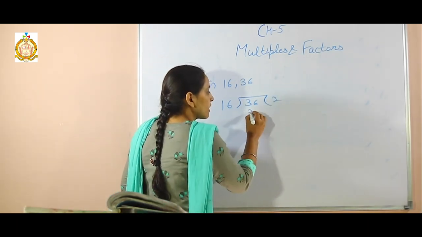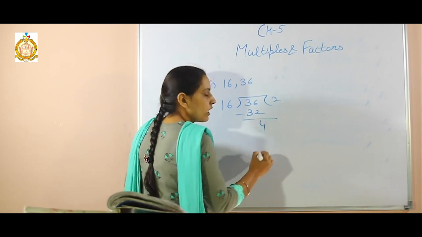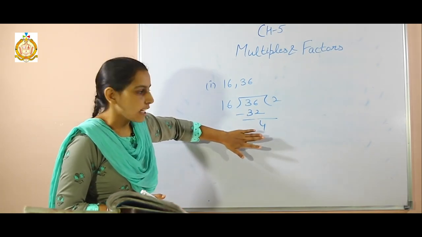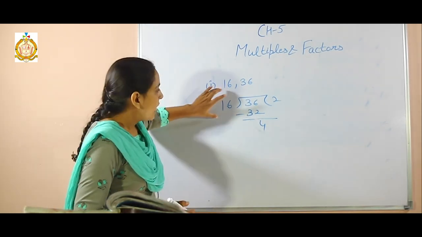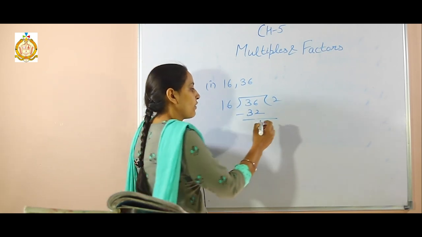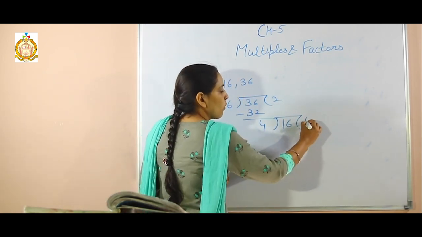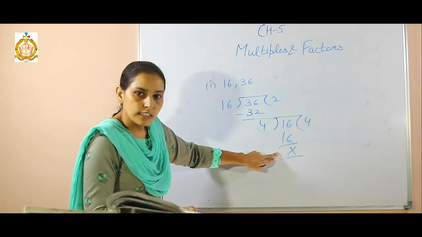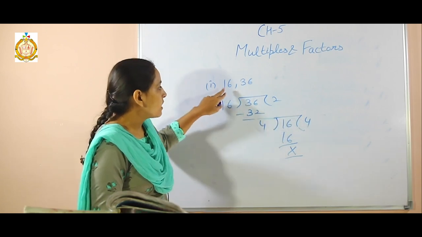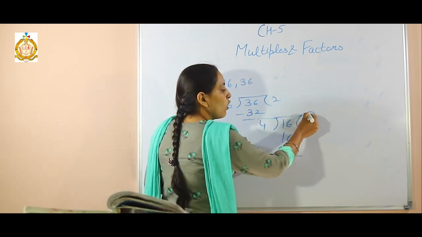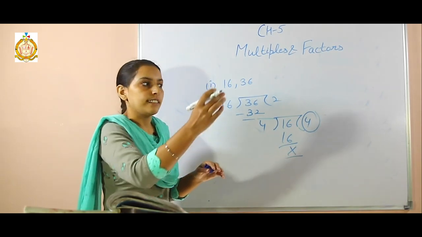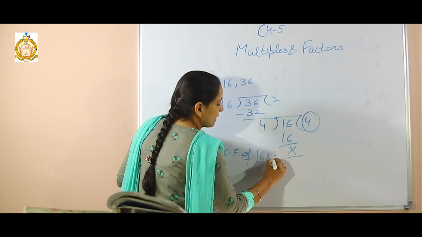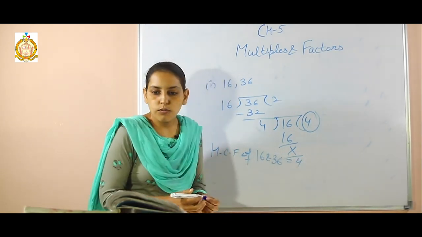16 twos are 32. After subtraction you will get 4 here. Now students, the remainder is 4. Now take 4 as the divisor and the previous divisor as the dividend. 4 fours are 16. Now there is no remainder. That means the HCF of 16 and 36 is 4. The last divisor is the HCF. HCF of 16 and 36 is equal to 4.